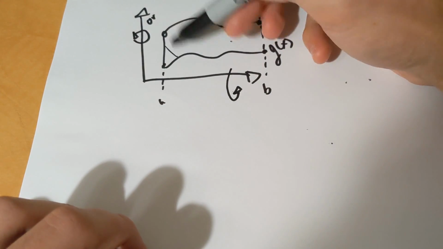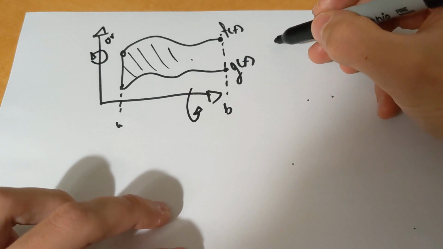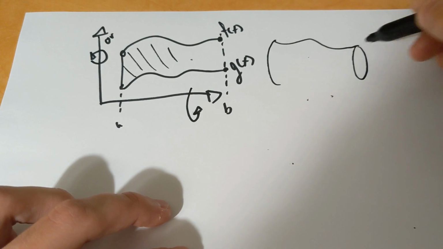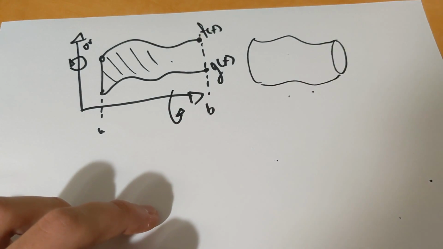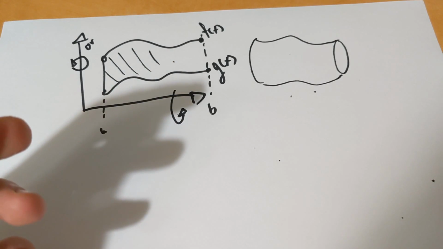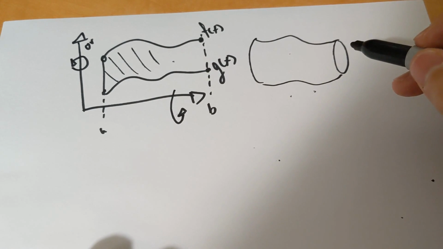So if we rotate this area around the x-axis, we'll get this weird, like, this weird... sorry, I just got a notification.